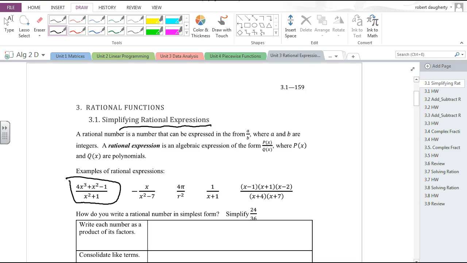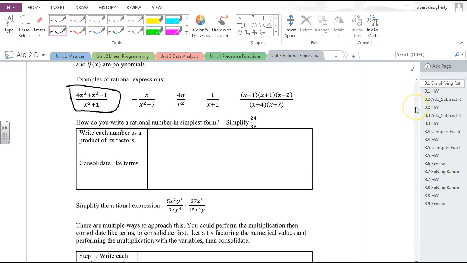Okay? So, things we do with rational expressions. We're going to spend some time multiplying them, dividing them, adding them, subtracting them, simplifying them. And that should get us a long way to what we want to accomplish here. So, to get started, how would I simplify something that looked like 24 over 36? Okay, this is not a rational expression. This is a rational number because it's expressed as the quotient of two integers.